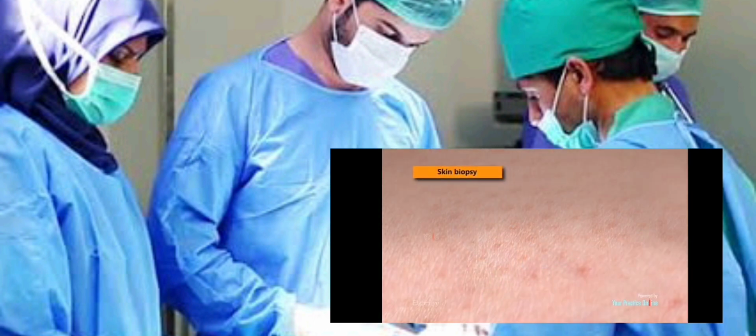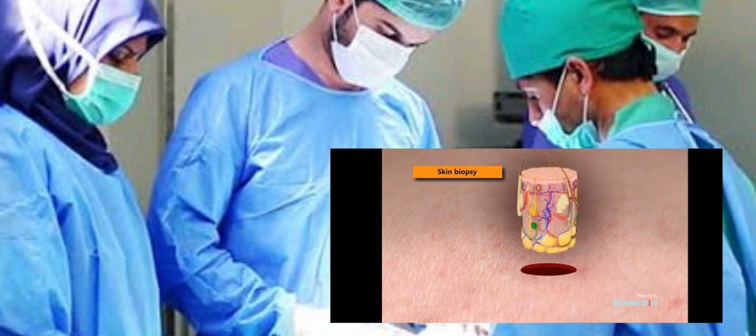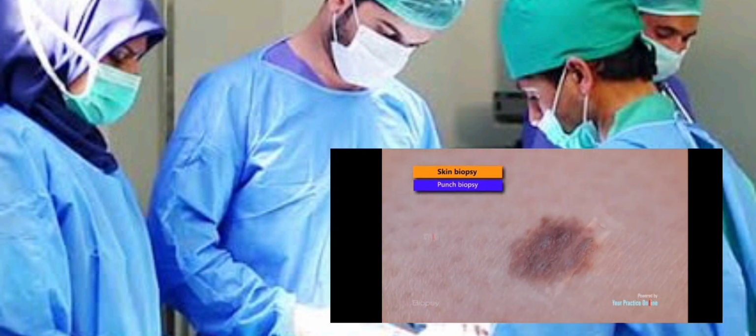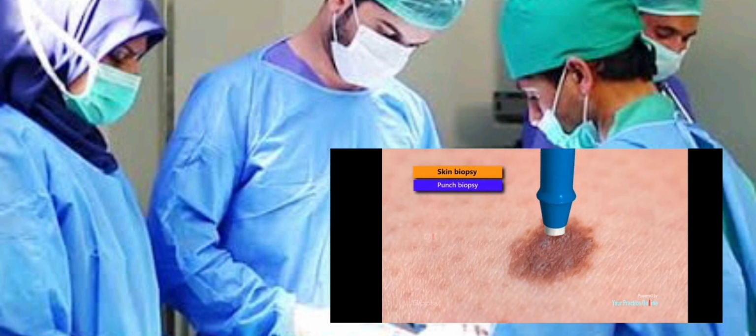Skin biopsy. Skin biopsies are performed to diagnose skin conditions and involves removing cells or tissue from the skin layers. Skin biopsy procedures include shave biopsy, in which a tool is used to scrape the skin's surface. Punch biopsy, which uses a circular tool to remove a section of tissue from the deep skin layers.